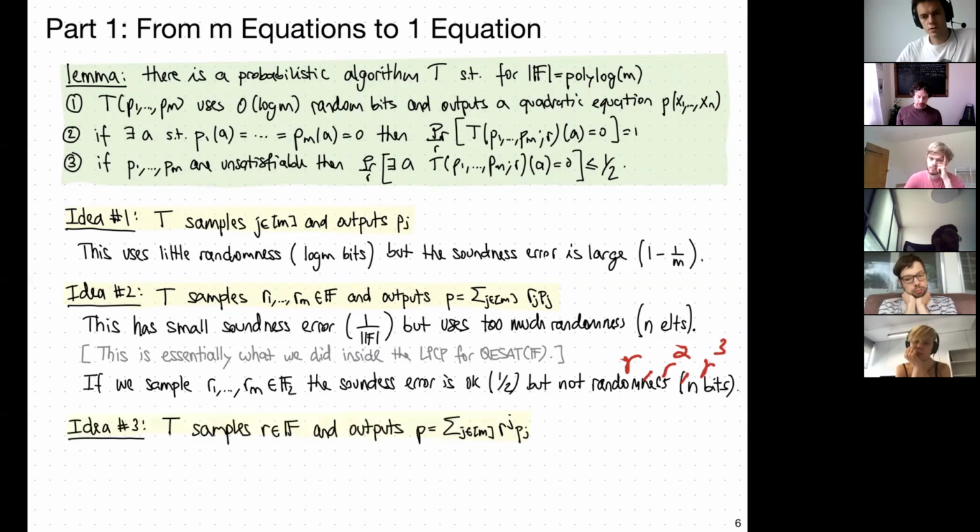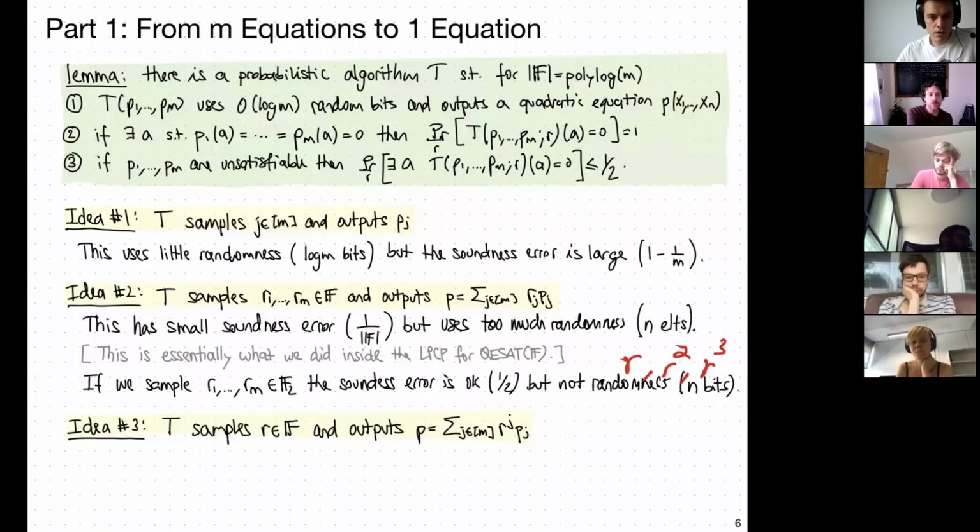Okay. So I have a question about this idea too. So yes. This A is not fixed. I can easily see that for fixed A, if one of these polynomials is not zero, then after taking a linear combination, we'll have non-zero with high probability. But this A is not fixed. So why is this soundness error so small?